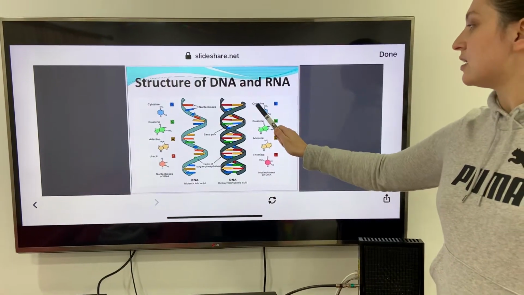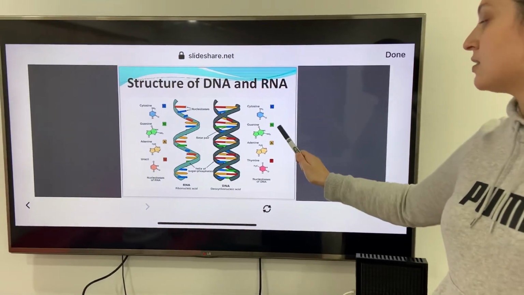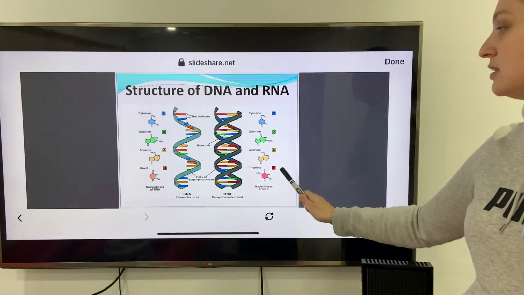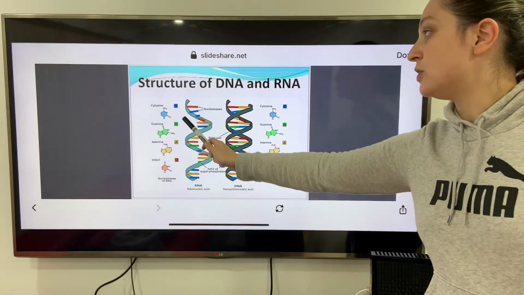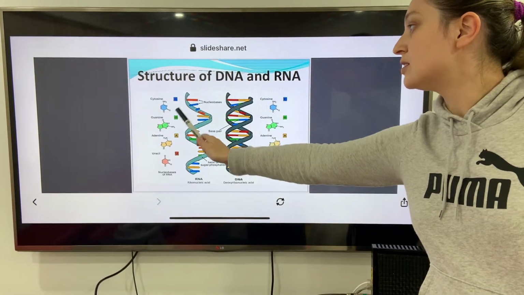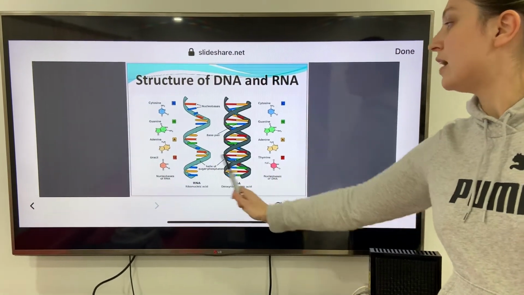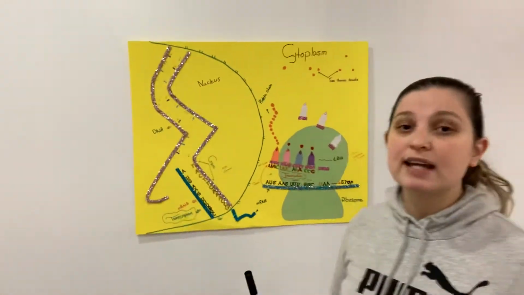DNA has cytosine, which is simply C, guanine, G, adenine, A, and thymine, T. RNA shares the same nitrogen bases with the DNA, cytosine, guanine, and adenine, but instead of thymine, it has uracil. So now we have talked about DNA and RNA.